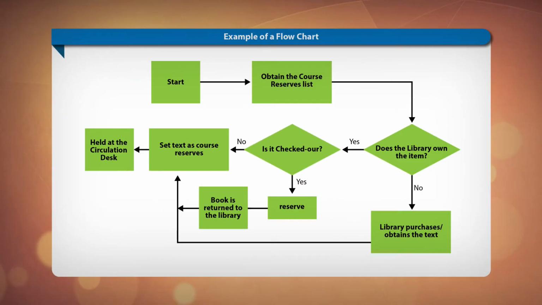An example of a flow chart is shown in this slide, which depicts the process of placing a textbook on the course reserve list at the university library. A second quality tool for understanding quality project process is a run chart, which observes process performance over time.